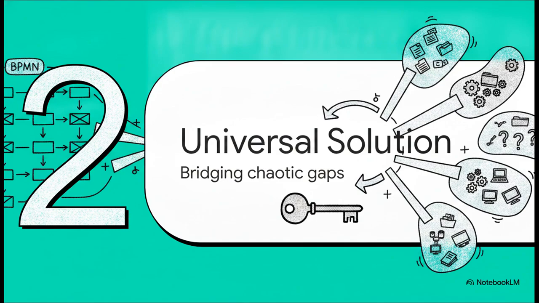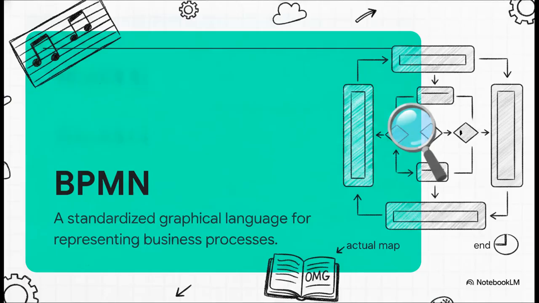Section 2, the universal solution. Enter BPMN, which stands for Business Process Model and Notation. Maintained by the Object Management Group, this is a standardized graphical language for representing business processes. It shows activities, decisions, and outcomes. But here's the key distinction you really need to grasp.